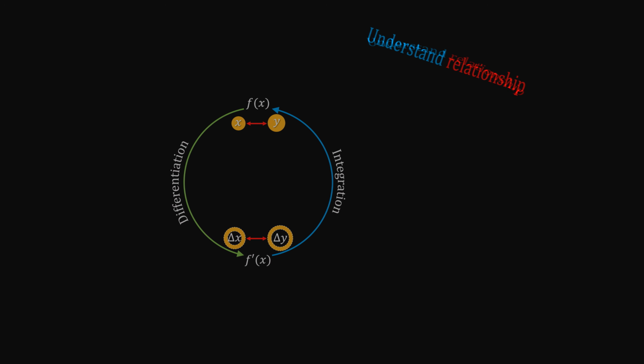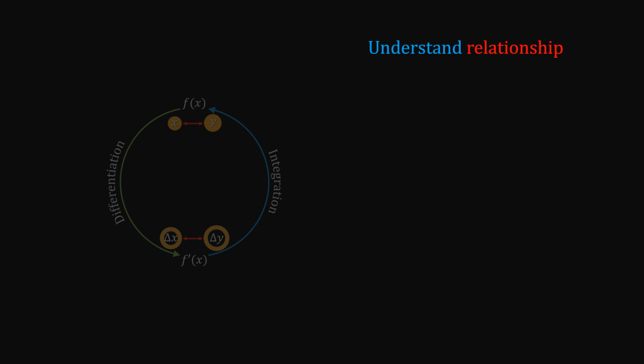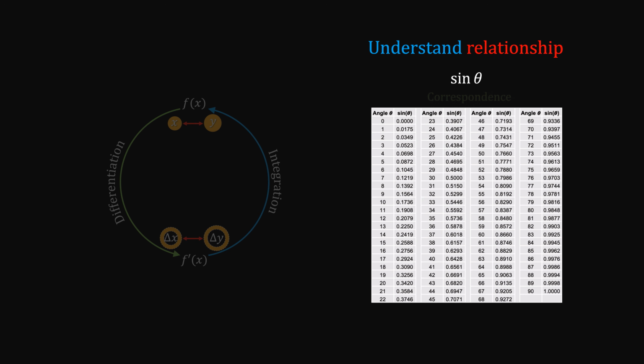For example, up to the calculus age, our understanding of sine is just a table, listing the correspondence between the angle and the sine value. Given an angle, you can look up the sine value. But we didn't really understand their connections. We didn't really know how to turn the angle into the final sine values.